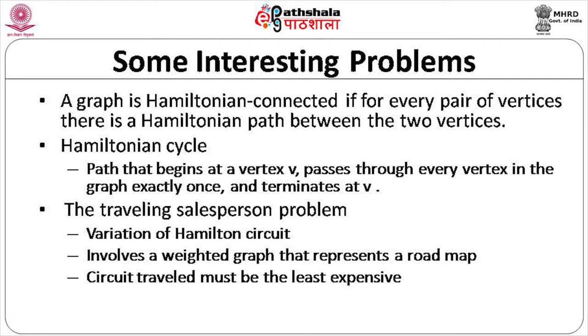It is a variation of the Hamilton circuit, except that in the Hamilton circuit you had no weights. In the travelling salesman problem you have a weight associated. It is a weighted graph and it represents a road map. So, the circuit or the path that you take should be the least expensive. That is the travelling salesman problem.